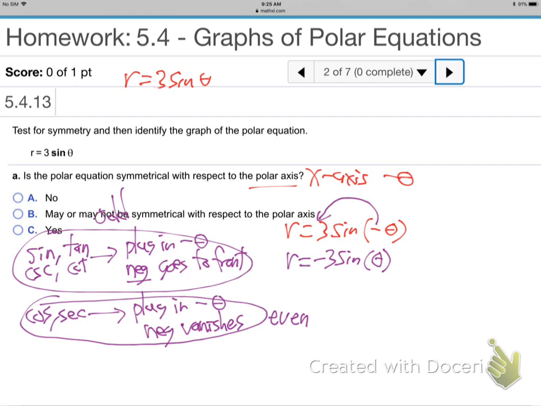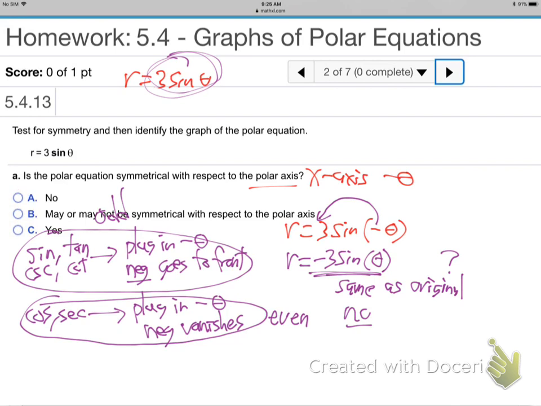So I pull the negative to the front, and then is this the same as the original? That's the question. After our simplifying, remember it said simplify, plug in, simplify. My simplify was just simply pulling that negative to the front. Now ask, is this the same as the original? No, the original had no negative in the front. No, it's not the same. It's got to be exactly the same as the original. The original was positive 3 sine theta, right? So no. So we go over here and we choose no. No, we don't choose no. You don't choose no, you do the may or may not. May or may not, right?